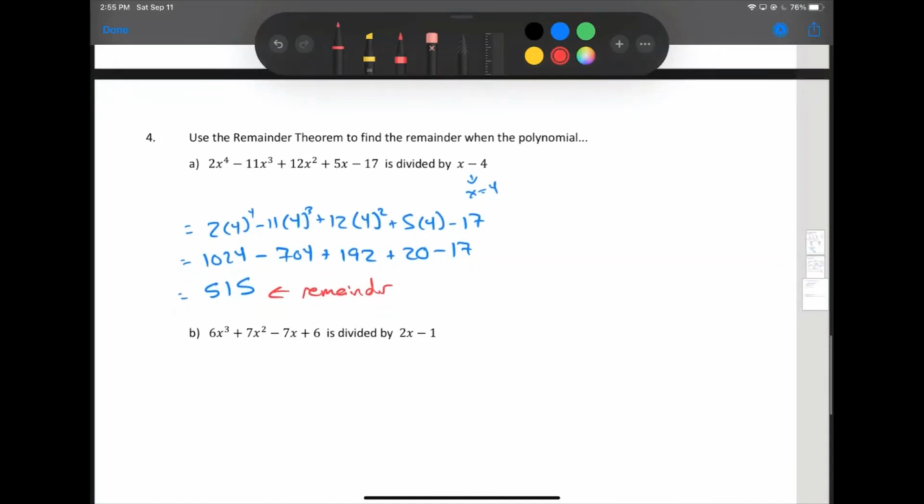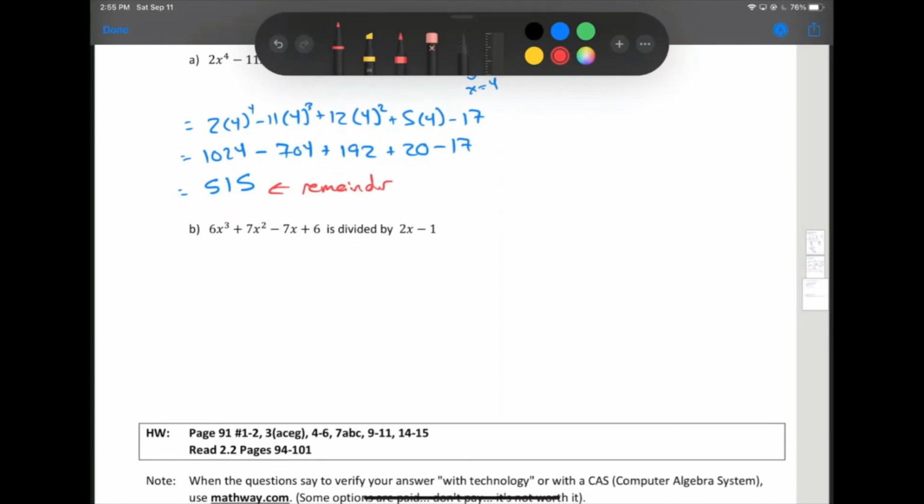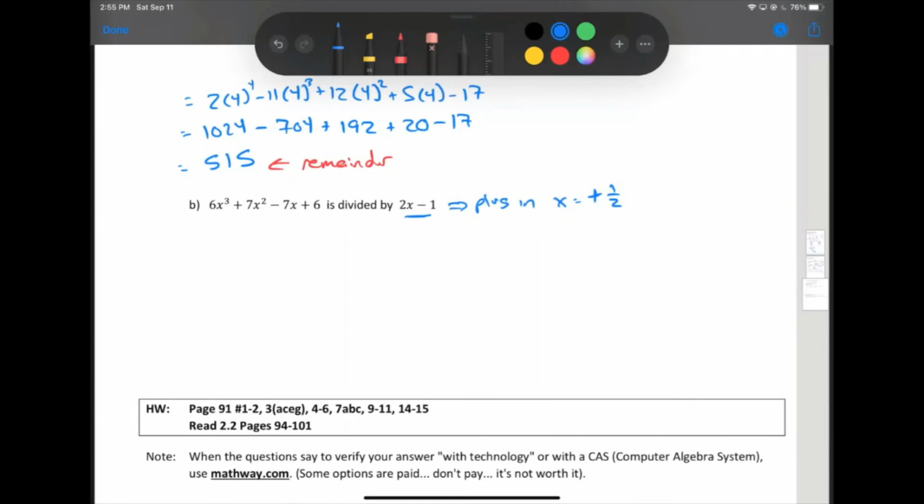Let's try that again for dividing 6x cubed plus 7x squared minus 7x plus 6 by the binomial 2x minus 1. Now here what we want to do is plug in x equals negative 1/2. X equals positive 1/2. Since this is ax minus b, and we're doing b over a. Okay, so when we plug that in, we get 6 times 1/2 cubed plus 7 times 1/2 squared minus 7 times 1/2 plus 6.